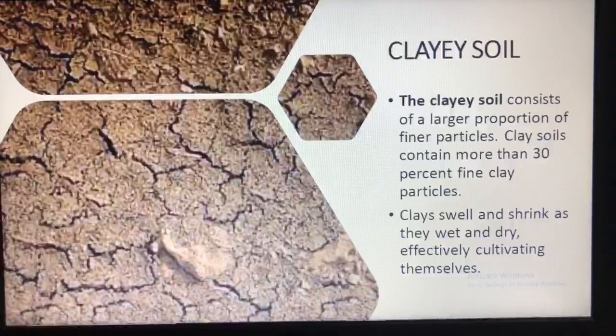Now you can see it in the picture. This is a clay soil, isn't it? It consists of a large proportion of finer particles. They are very small and thin, and clay soil contains more than 30% of clay particles. It will swell and shrink as it wets and dries, effectively cultivating itself. From this clay soil we can make toys and all, because the particles are fine. So because of that we can use it for making toys.